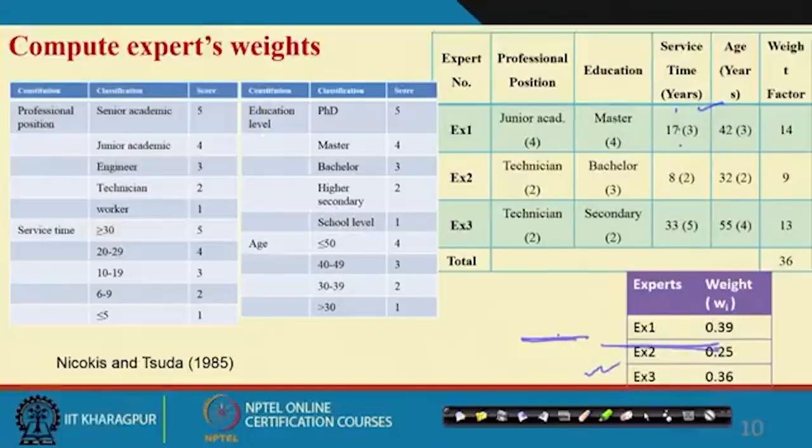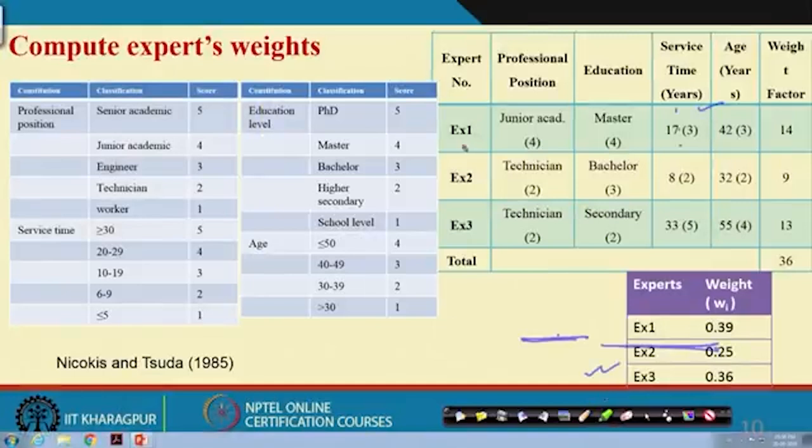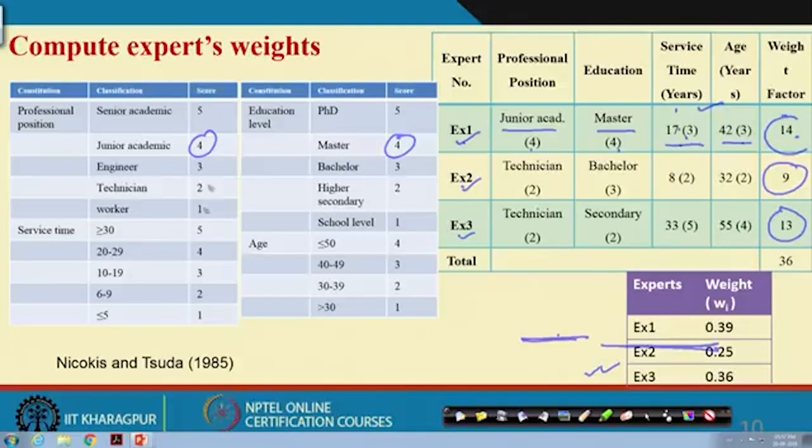So, then in our case, we had three experts, expert 1, expert 2, expert 3, and their details on those four different criteria, four different features I can say. So, a junior academician will get 4, so like this. Master degree, it will be 4, so like this 4, 4, 3, 3, it is total. So, the weight for expert 1 is 14, the weight for expert 2 is 9 and the weight for expert 3 is 13. This we basically calculated from the data given by Nicholas and Suda.